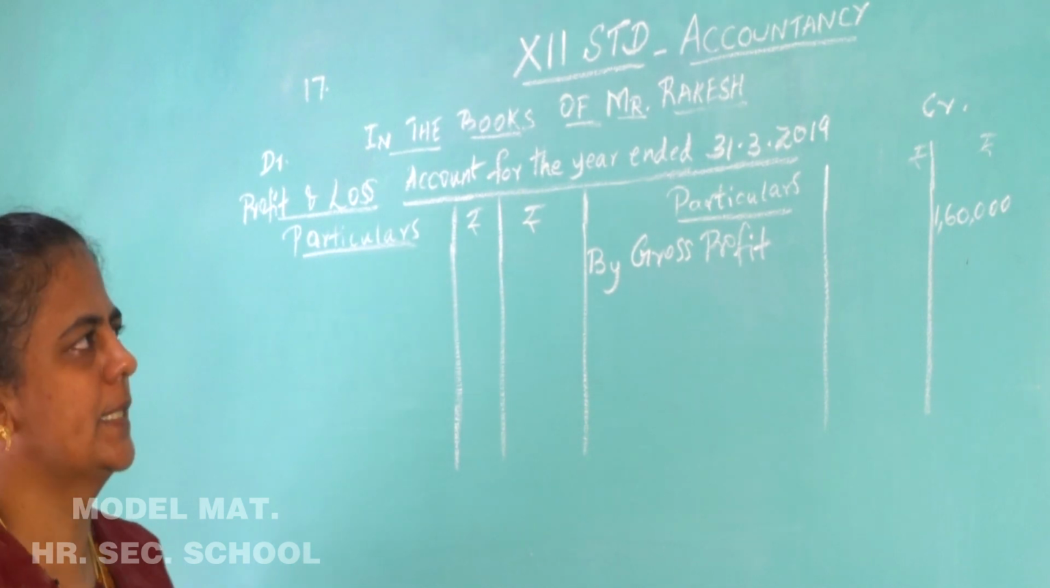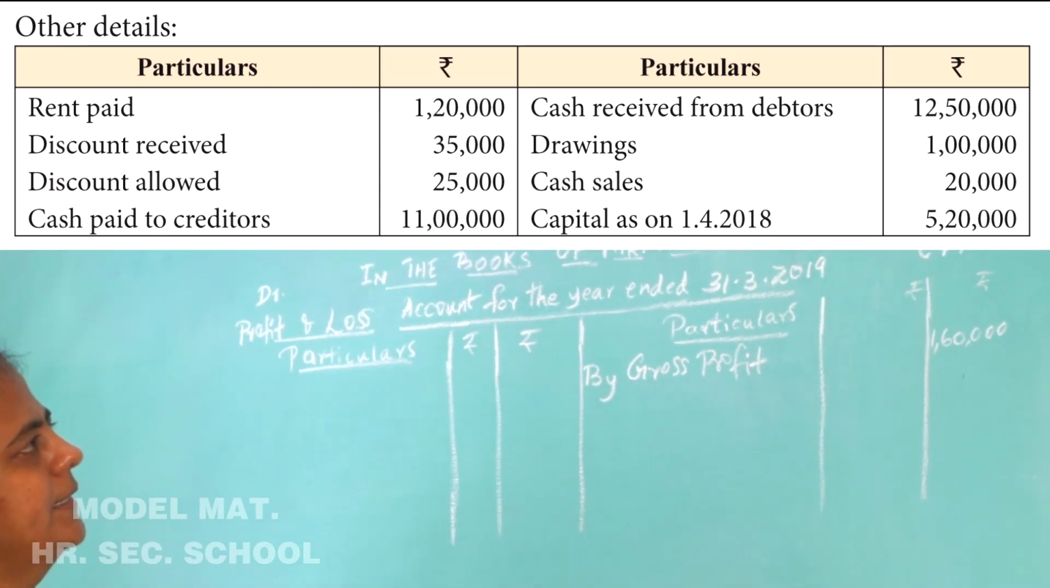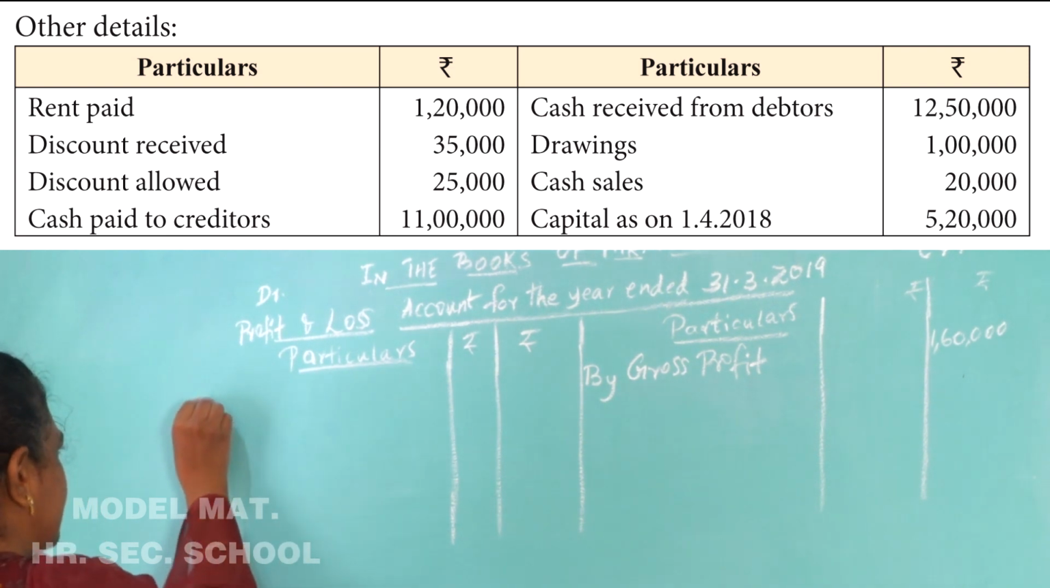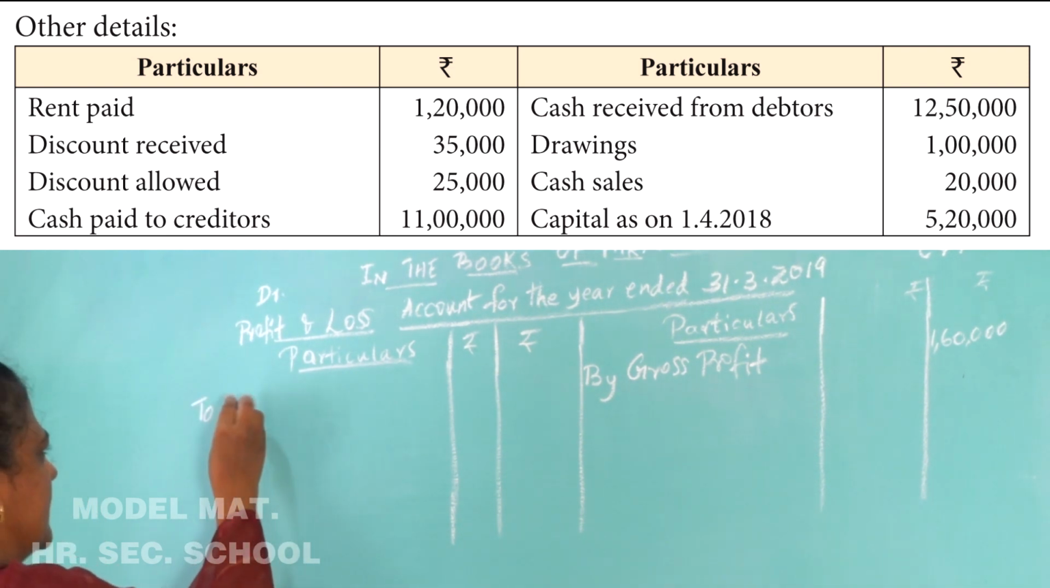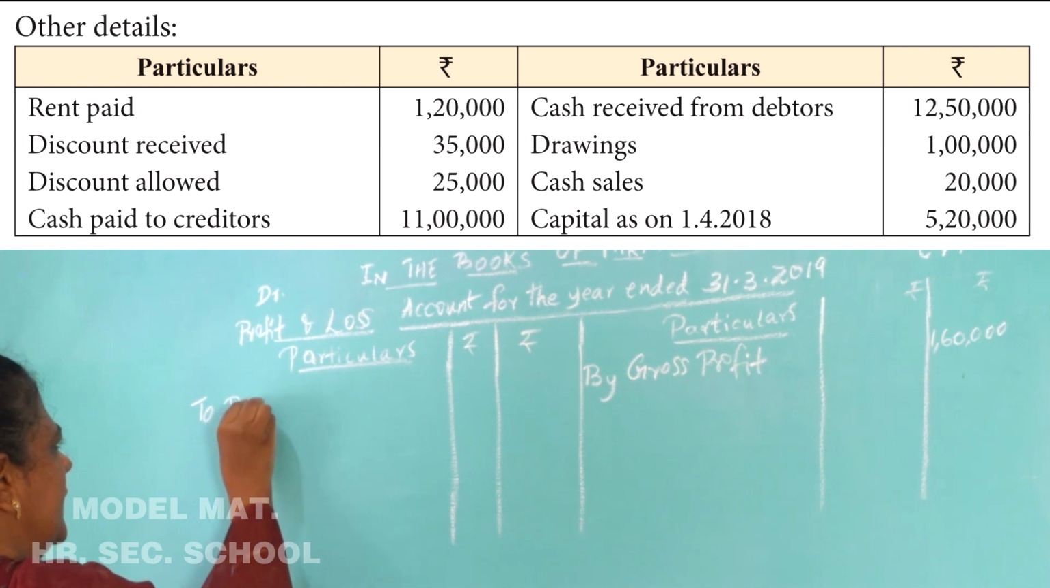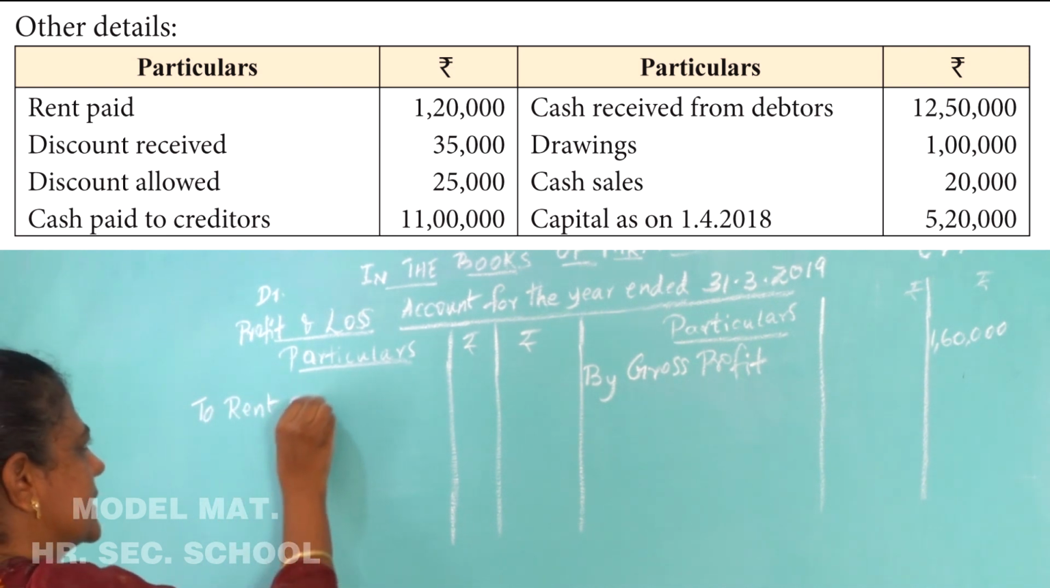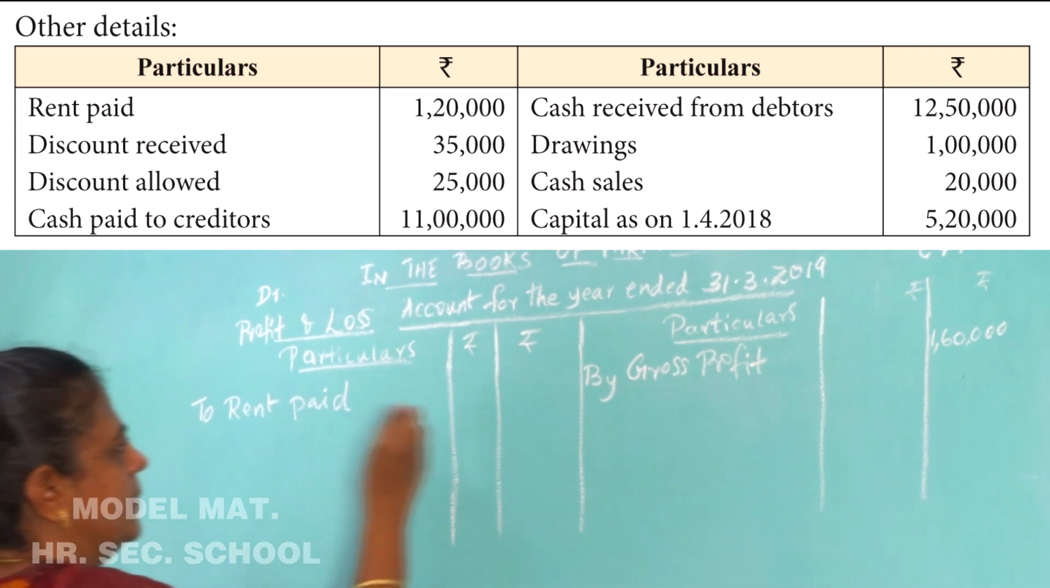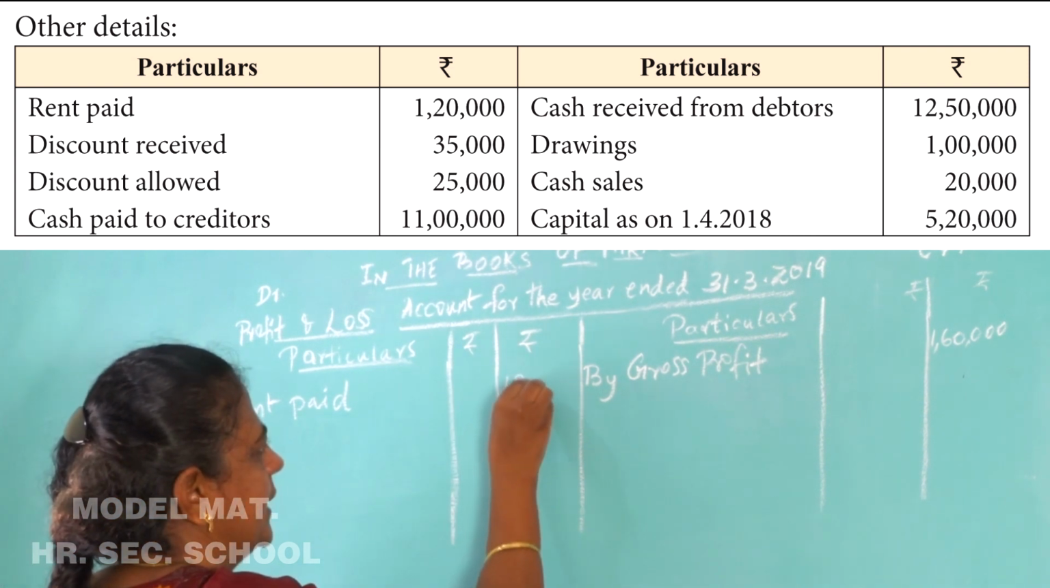Now, see the question. In other details you have rent paid. So, rent paid is an expense, debit all expenses. So, rent paid, since it is an expense, I am writing on the debit side 1 lakh 20,000.